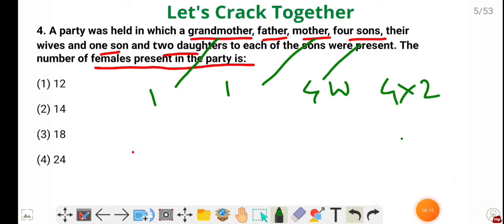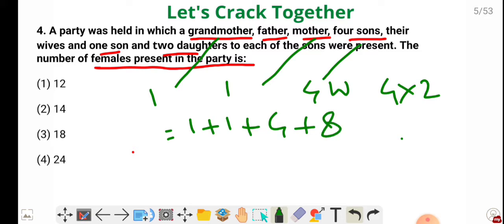Means according to this, 1 plus 1 plus these 4 wives plus 4 into 2, 2 daughters to each of the sons, means 4 into 2. So here is 8. So the final answer will be 14 females total in the party. Okay, total number of 14 females.